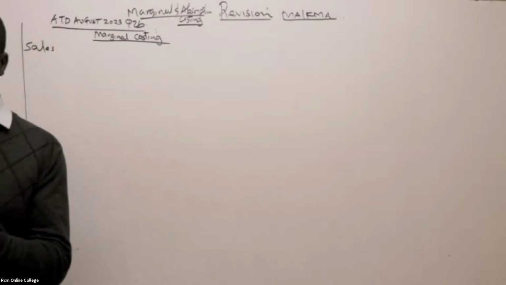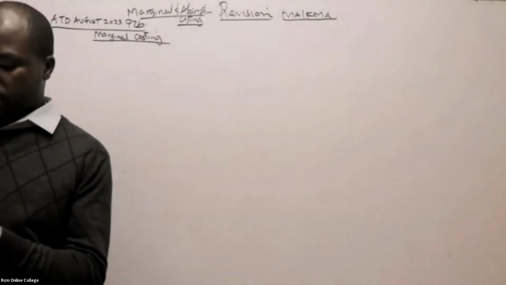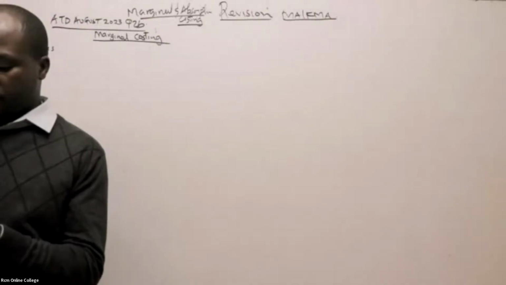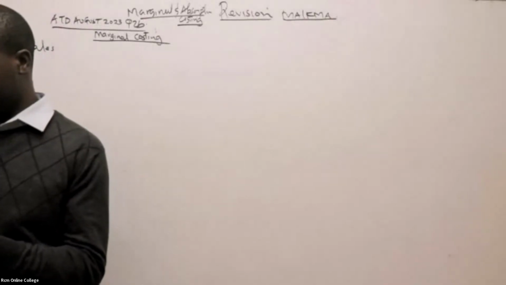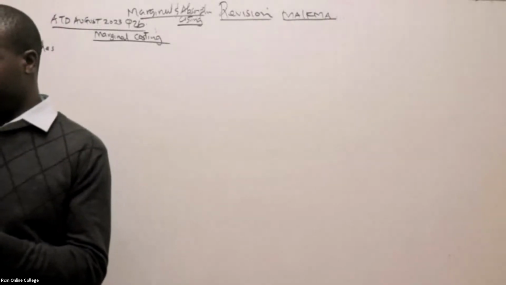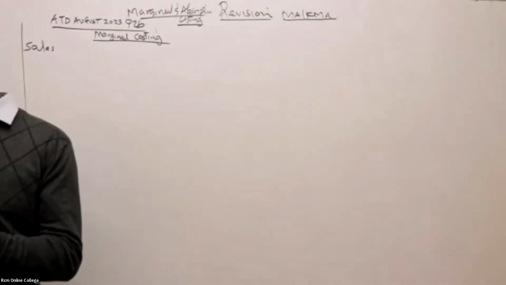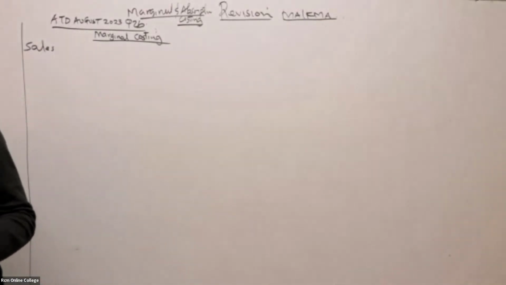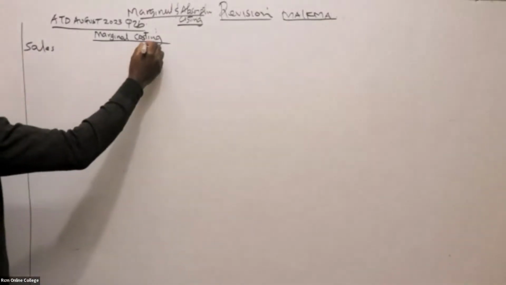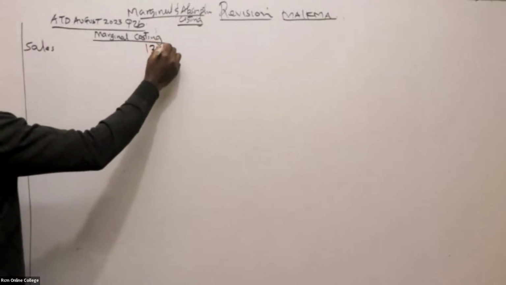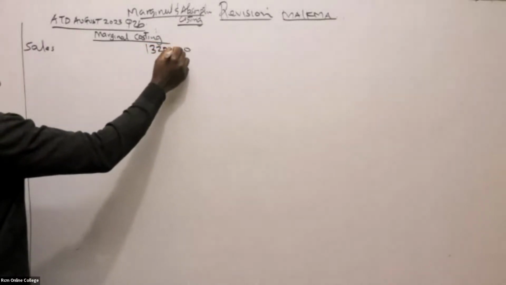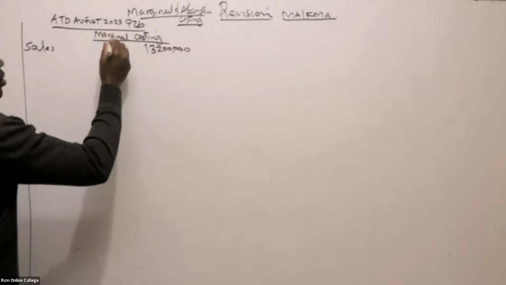How many units was sold? The company sold 24,000 units and the selling price per unit is 550. How much are we talking about here? Linda is giving us 13,200,000. So we have 13,200,000. Then from that, we are using marginal costing.